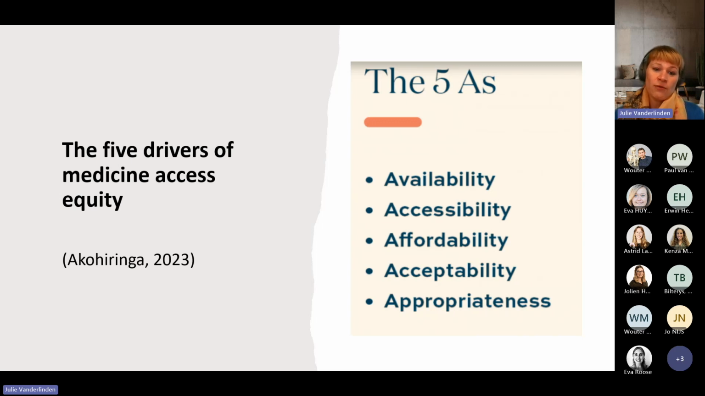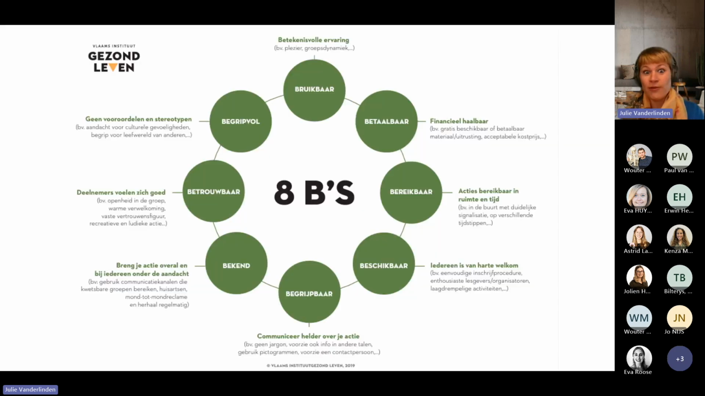So in order to make your information more appropriate, it's important to be linked with your target group and to know what they need. So this is an English model. And for Dutch-speaking people here, of course, Vlaams Instituut Gezond Leven also has a very nice model with 8 B's. There you see, based on the words, that it all comes down to the same thing: make your program usable, so it's affordable, accessible, understandable, and reliable.